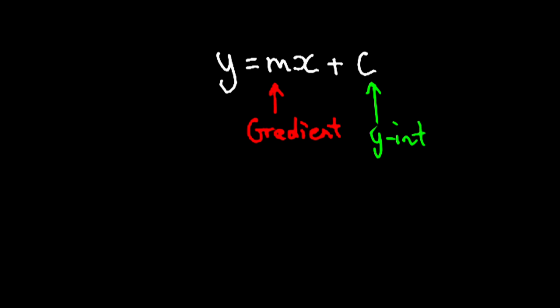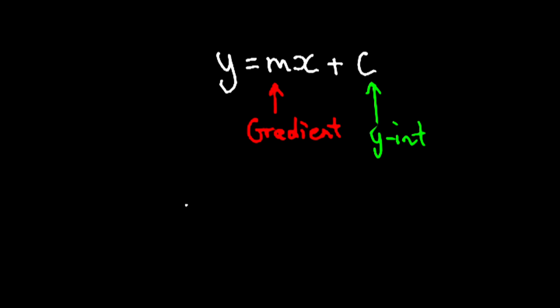So the gradient determines the slope of the line. In other words, it's how steep the line is. And the y-intercept is where the line meets the y-axis. So it can shift the line up and down, basically.